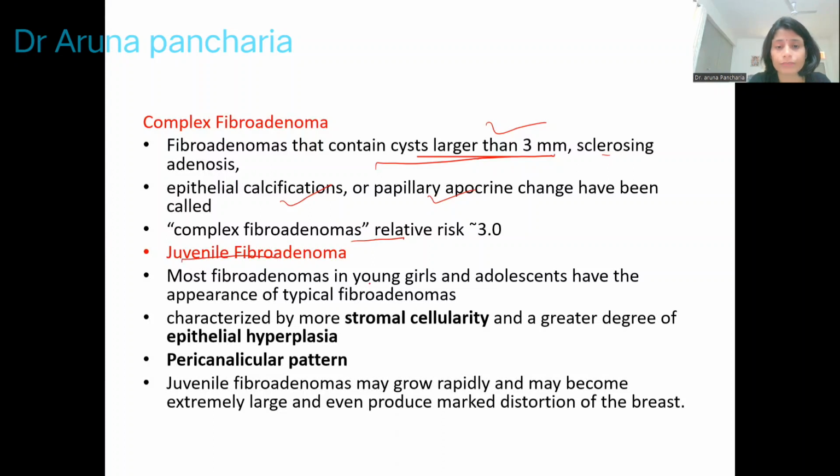We also use the word juvenile fibroadenoma. It is seen in young girls or adolescent girls. And here these three things we have to focus on: more and more stromal cellularity, and epithelial hyperplasia.